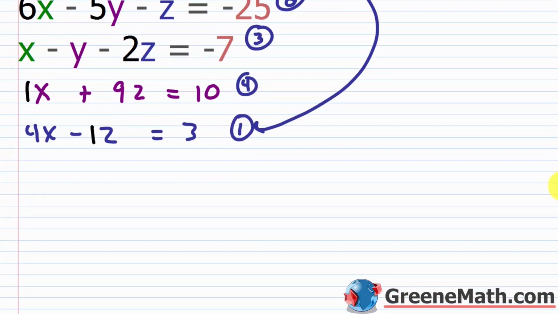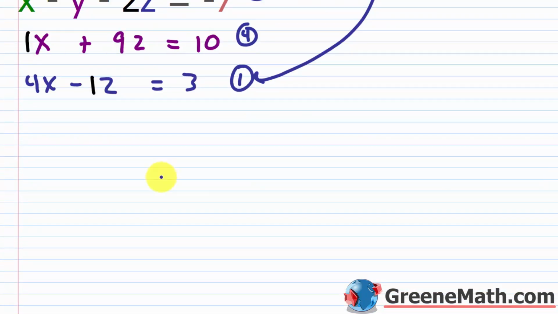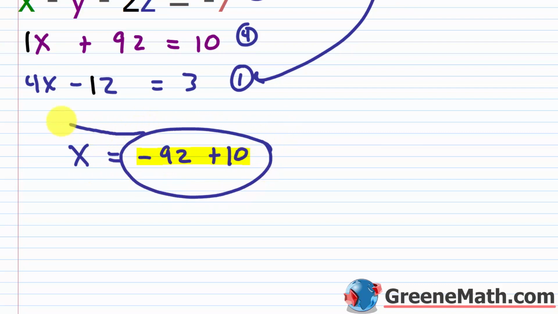All right, so let's scroll down. And what I'm going to do again is solve equation 4 for x. So I would have x is equal to, just subtract 9z away from each side, so negative 9z plus 10. And then the whole idea is I'm plugging this, again, what x is equal to, I'm plugging that in for x in this equation.